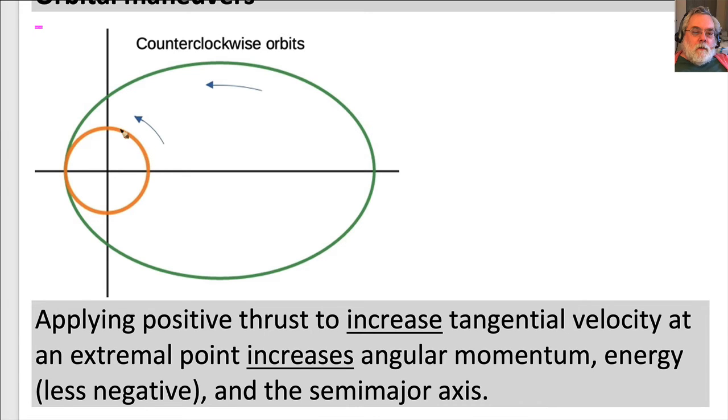So, say we're in the orange orbit, orbiting the Earth, and we have a certain velocity here, and then we apply thrust to increase that velocity. We would shift from the orange circle to the green ellipse, and we would be at the perigee of the green ellipse while we were doing our rocket thrust.